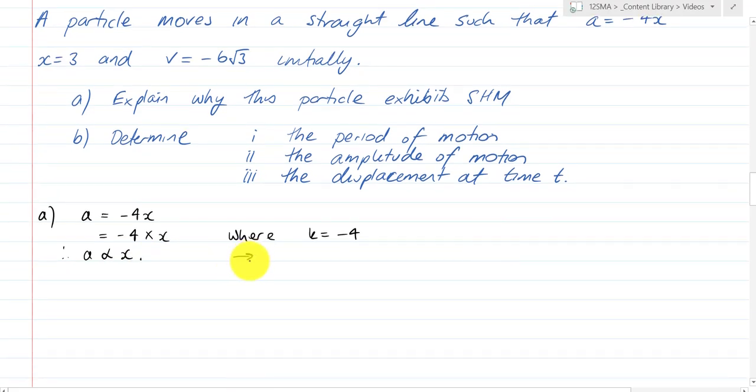And you'll note here that not only is k equal to negative 4, but we know that it's negative omega squared, which is equal to negative 4, so omega is equal to 2. So that's important as well.